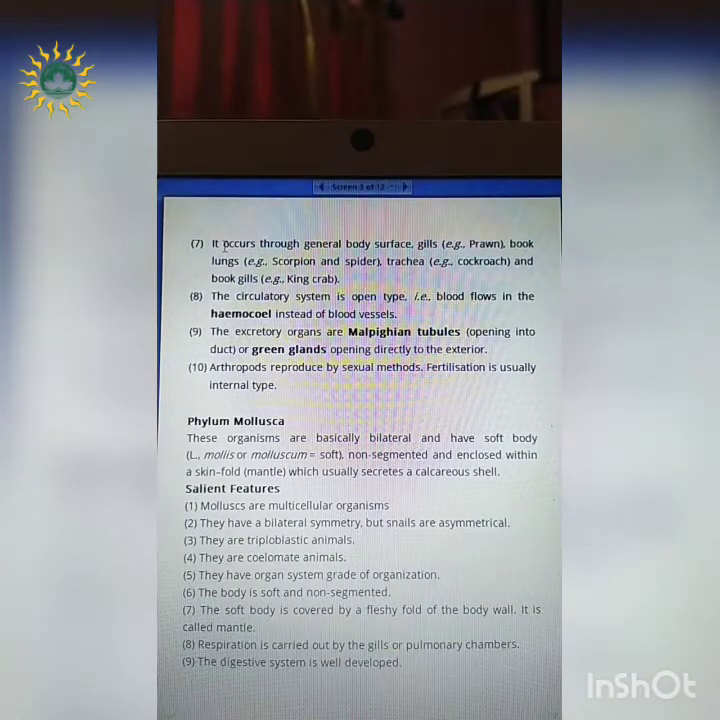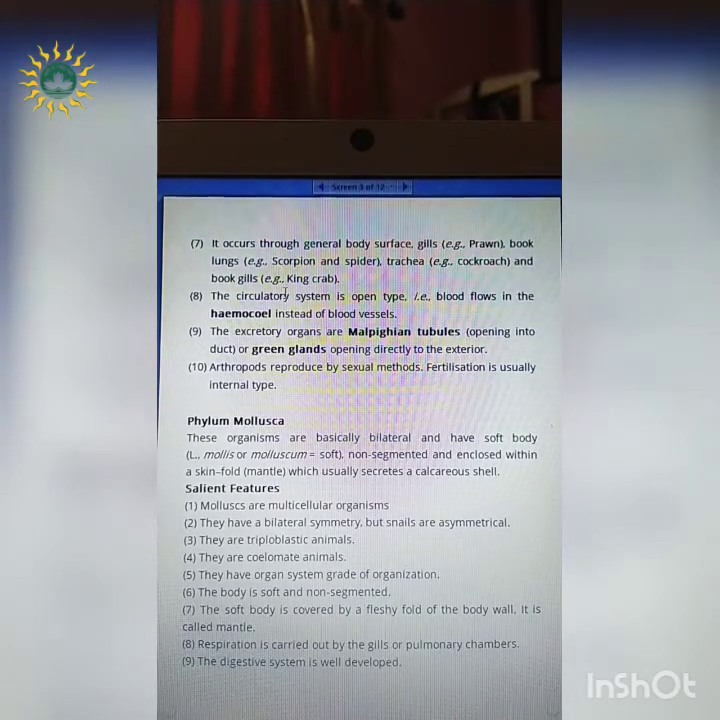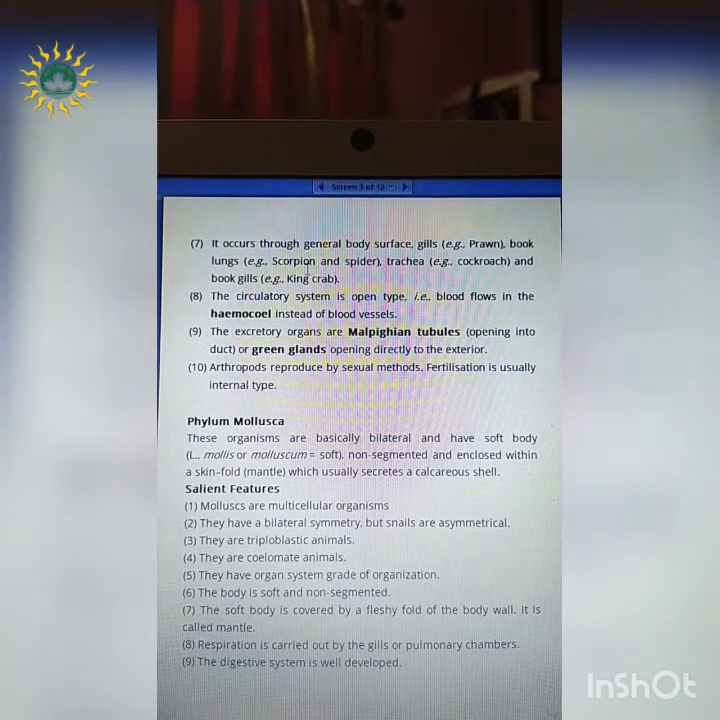Again, this respiration, it is occurring through what? Through the general body surface, that is gills. It can occur also through book lungs, trachea as well as book gills. So several examples are being written. So do study this part nicely, that which organisms are respiring through which parts.